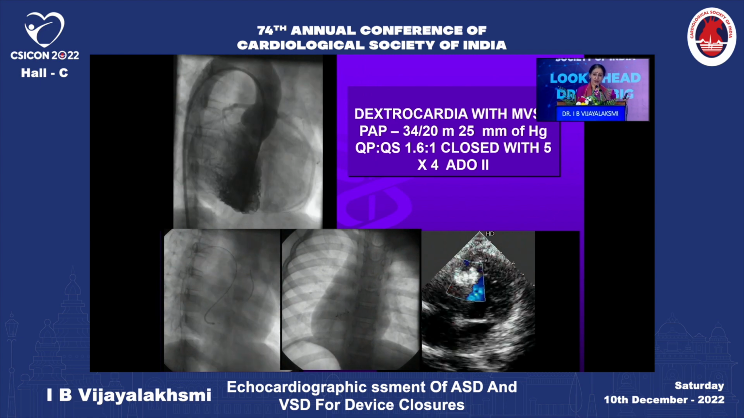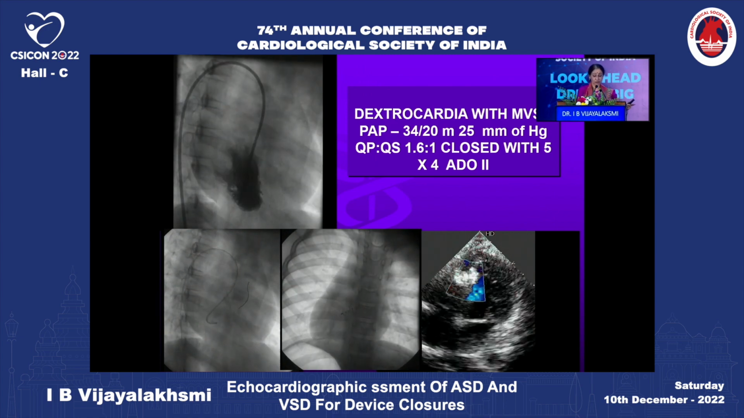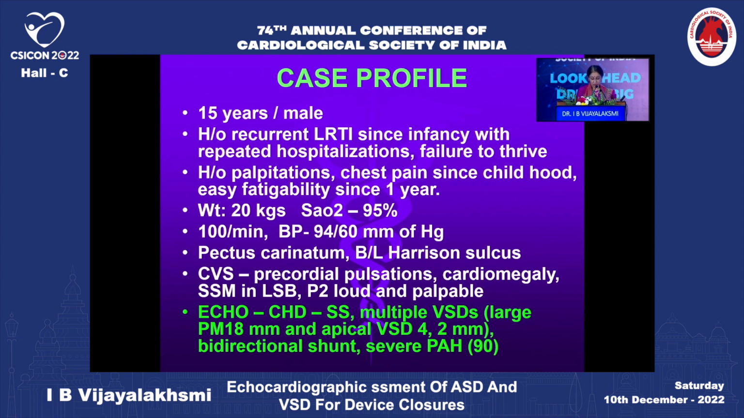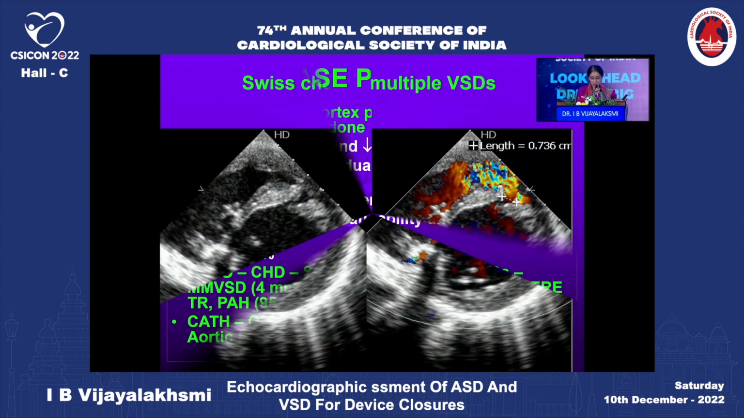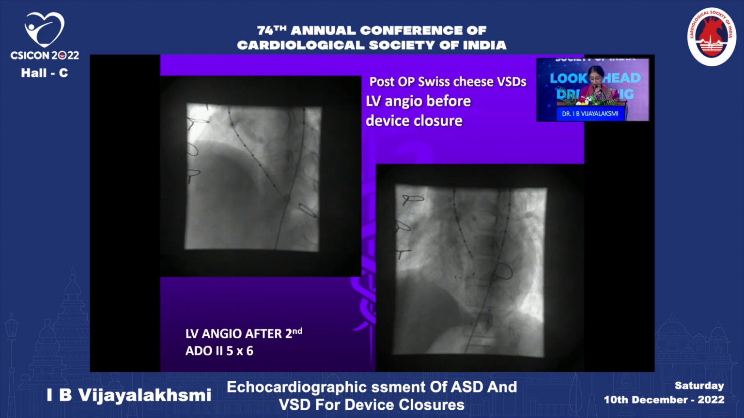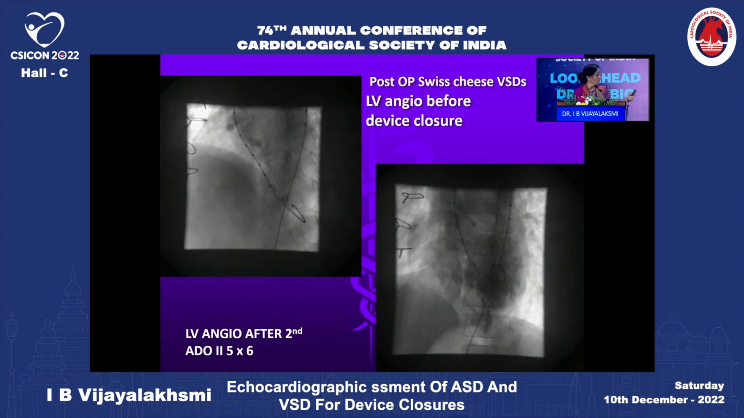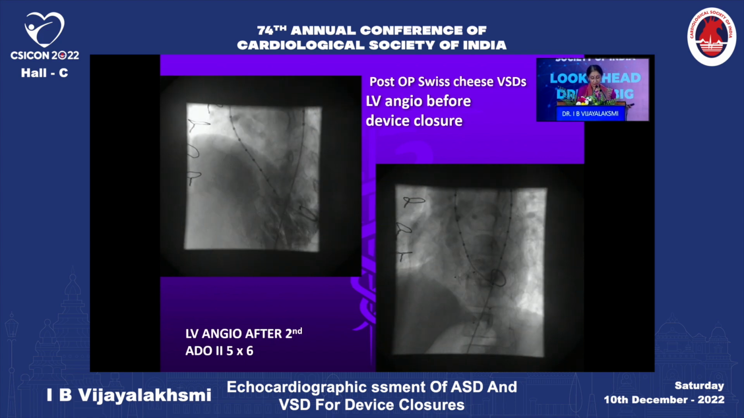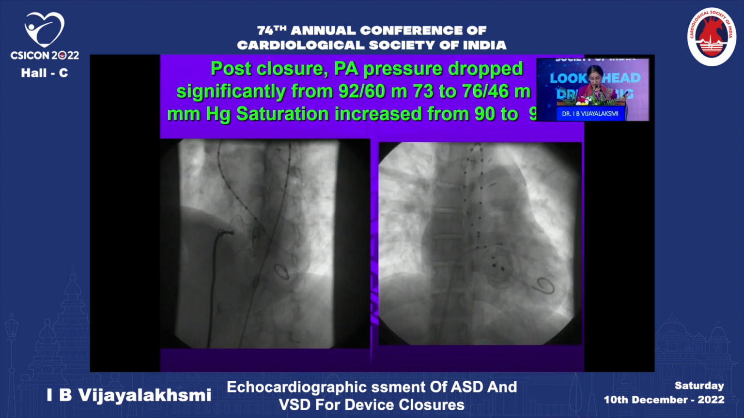And this is dextrocardia with the VSD closed very beautifully with the Amplatzer Duct Occluder 2. And this is a 15 year old patient after surgical closure, but with multiple Swiss cheese VSDs, the apical VSDs. Here the multiple VSDs were all closed with the ADO2, not 1, 2, 3 VSDs, and that's how you can see pre and post a good result.